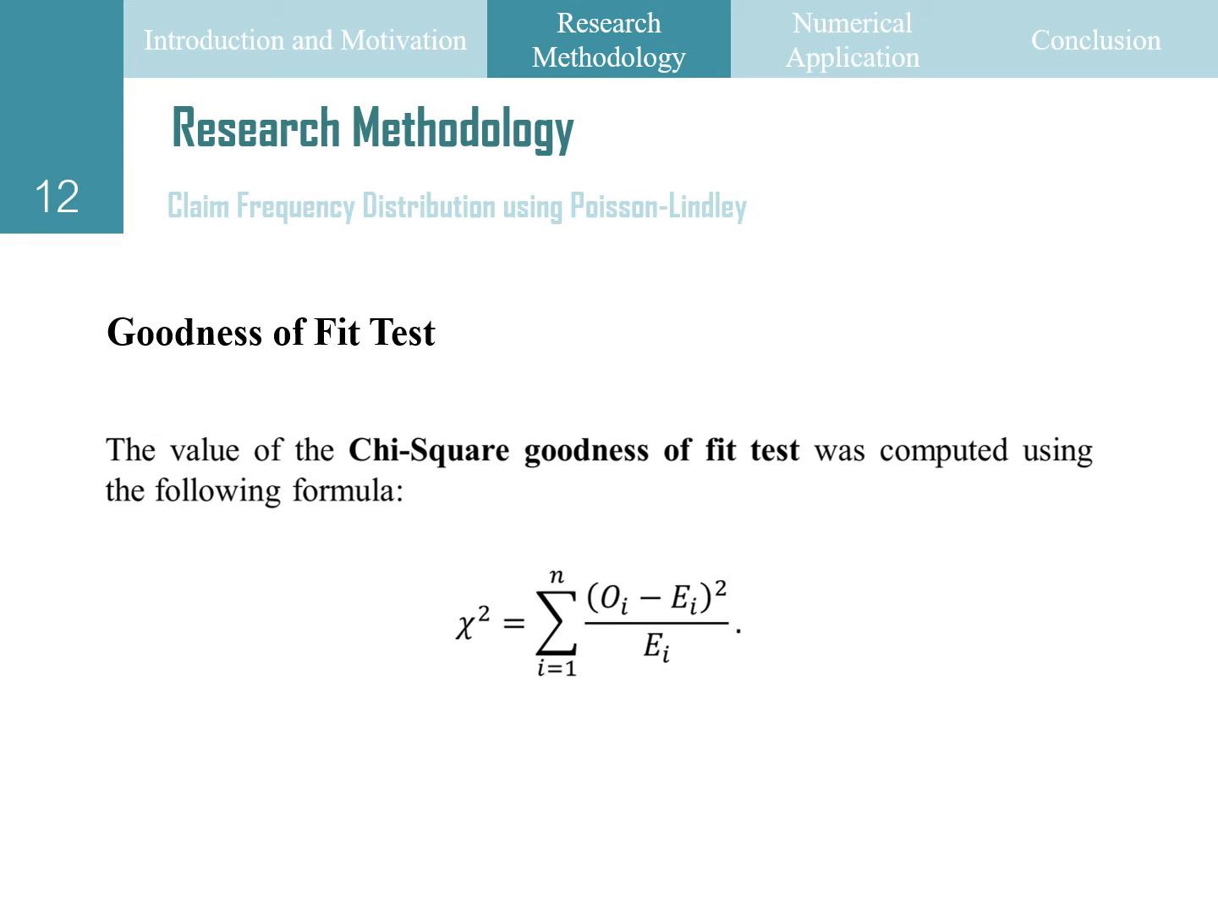The sample data is divided into intervals. Then the number of points that fell into each interval is compared with the expected number of points in each interval. The value of the chi-square goodness of fit test is computed using the following formula, where chi squared is the value of the chi-square goodness of fit test, Oi is the observed frequency count for the i-th level, and Ei is the expected frequency count.